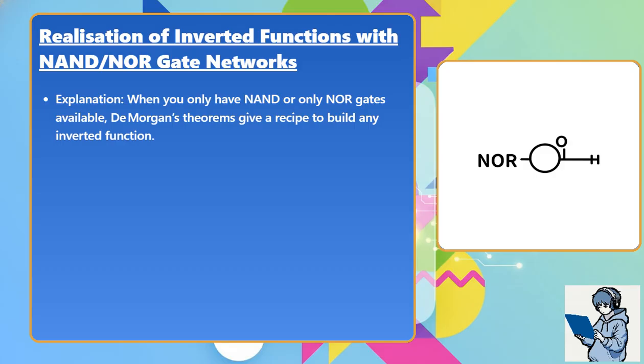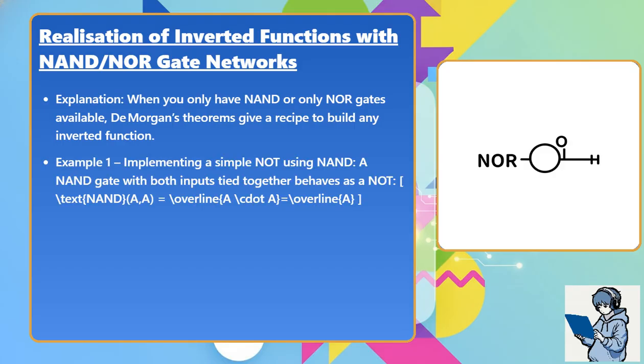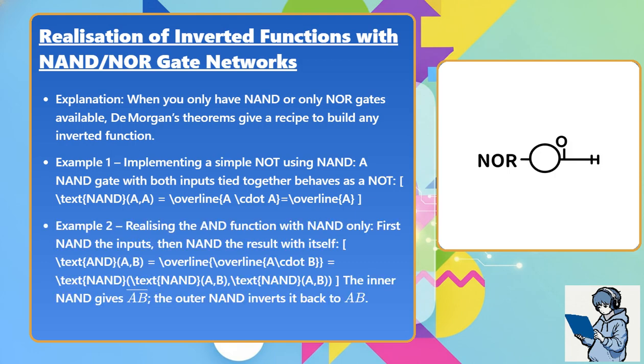Example 1, implementing a simple NOT using NAND. A NAND gate with both inputs tied together behaves as a NOT. NAND of A and A equals not A. Example 2, realizing the AND function with NAND only. First NAND the inputs, then NAND the result with itself. AND of A and B equals not(not(A and B)), which is NAND of (A NAND B) with (A NAND B). The inner NAND gives not AB. The outer NAND inverts it back to AB.